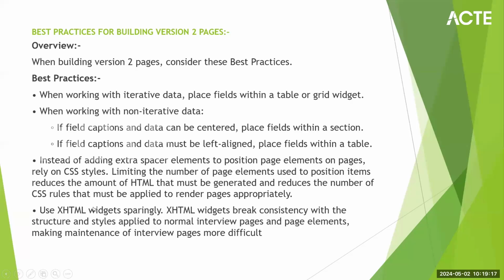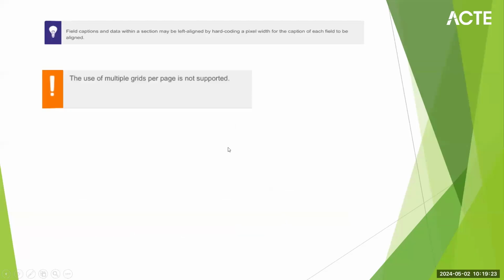Use HTML widget sparingly. Field caption and data within a section may be left aligned by hard coding a pixel width for the caption of each field. So basically, caption and data will be left aligned itself. You cannot drive the data to the right align now for any UI. So the caption will be left aligned and their values will be beside it. The use of multiple grids per page is not supported. So you cannot use multiple grids in a single page; use only a single grid for each page.